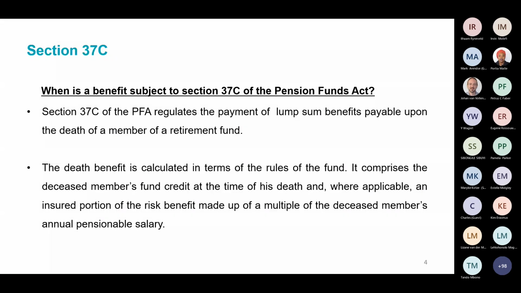The death benefit is calculated, as with many other benefits, in terms of the rules of the fund. And it comprises, and I think Zakir Inus, when he touched on the types of benefits, he also indicated this, the deceased member's fund credit at the time of his death, and where applicable, and that's really the case in most cases, it also comprises an insured portion of the risk benefit, which is usually made up of a multiple of the deceased member's annual pensionable salary.